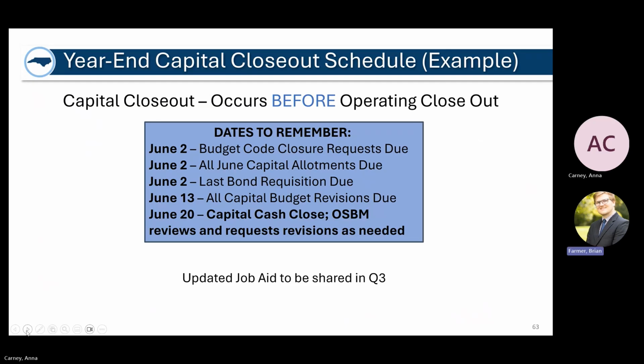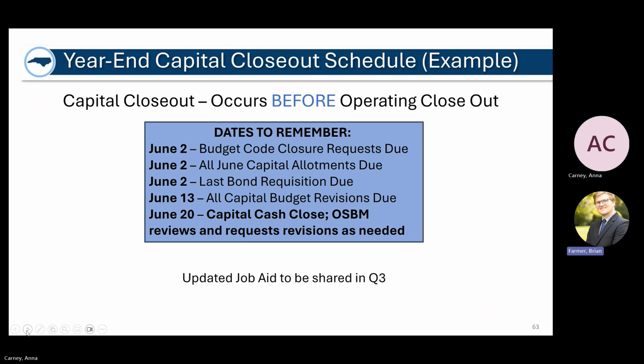So this is an example of a previous schedule we sent out for closeout. This would be for year-end closeout. It's going to be very similar to quarter end, what we're checking for.